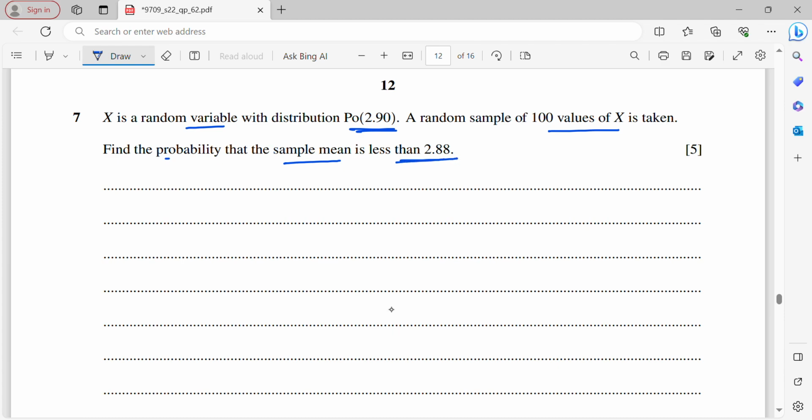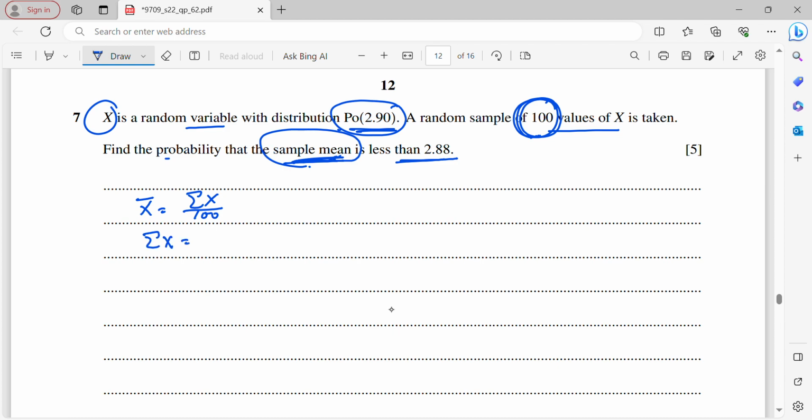Right, so now this is Poisson, but then 100 X sample mean. Okay, this sample mean is the mean of this 100 X. Now for this case, your X is Poisson, but we are interested in the sample mean. So I will write my sample mean X bar is summation X over 100. Then my summation X is going to be 100 times X bar. So the X bar here is the mean.